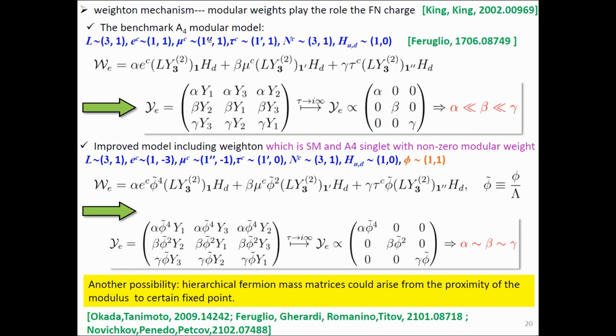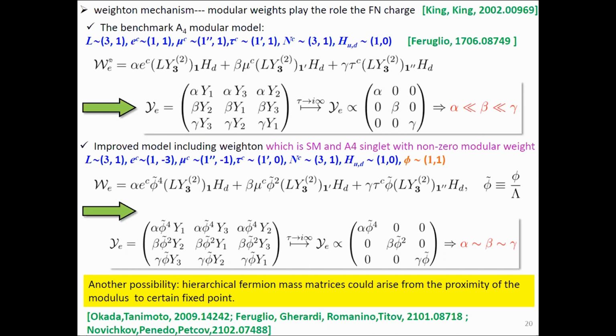This is the idea. For example, to show it, I start from the original A4 modular models by Feruglio, and this is his model. The left-handed lepton doublet is assigned to a triplet and carries modular weight 1, and the right-handed leptons transform as 1, 1 double prime and 1 prime, and they all carry one unit of modular weight. And the right-handed neutrinos are an A4 triplet with one unit of modular weight, and the Higgs fields are both A4 singlets with modular weight.